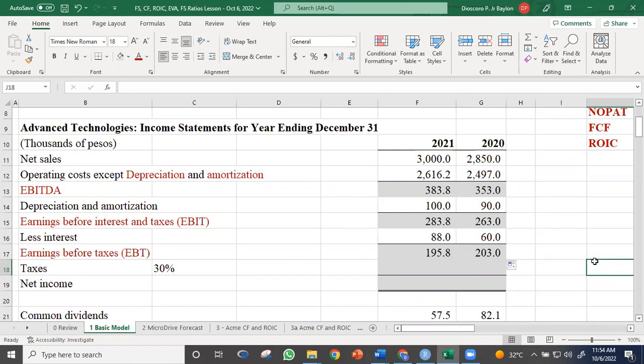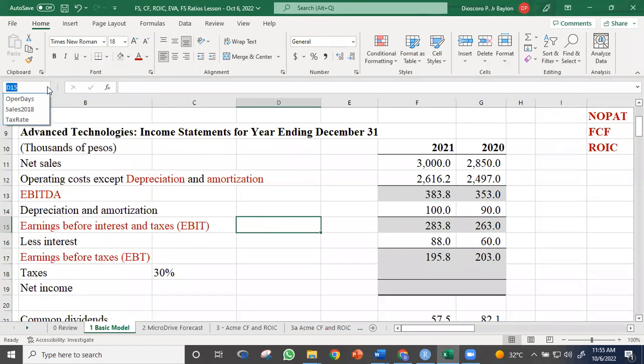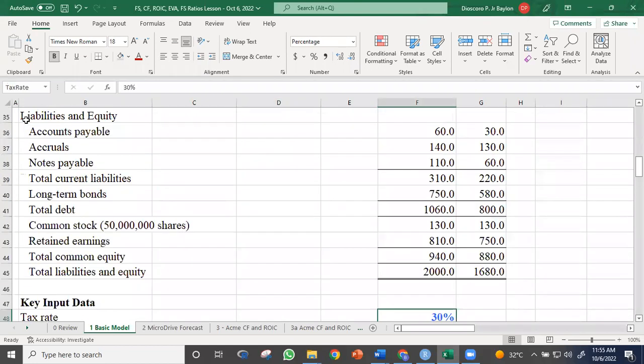And then we're informed that your tax rate is 40%. Maybe let's give this a name. Let me give this a name, tax rate. Do we have other names here? Okay, tax rate.